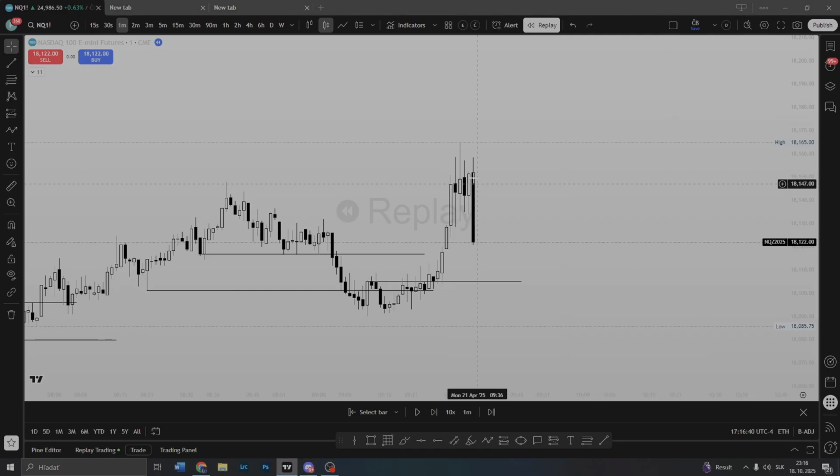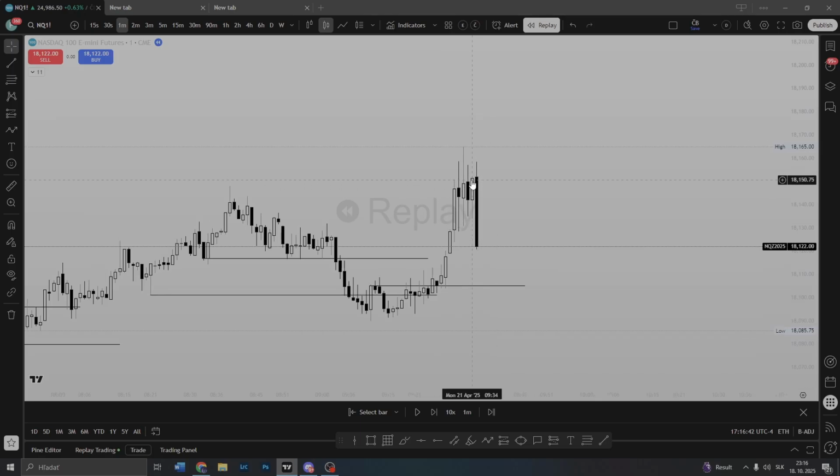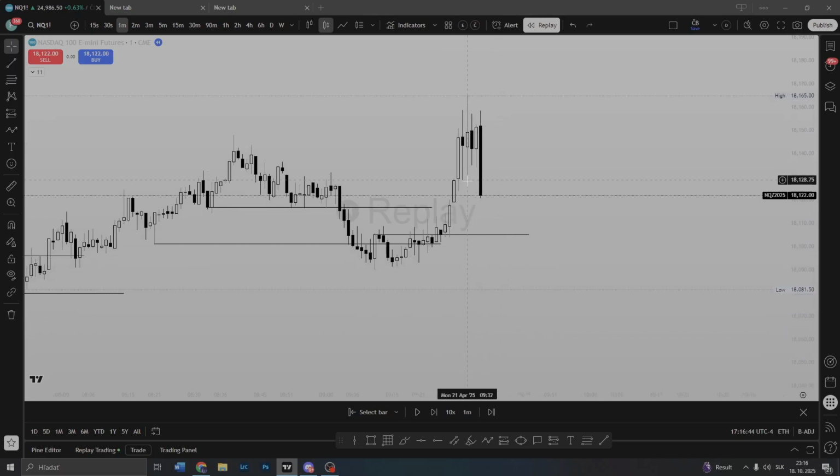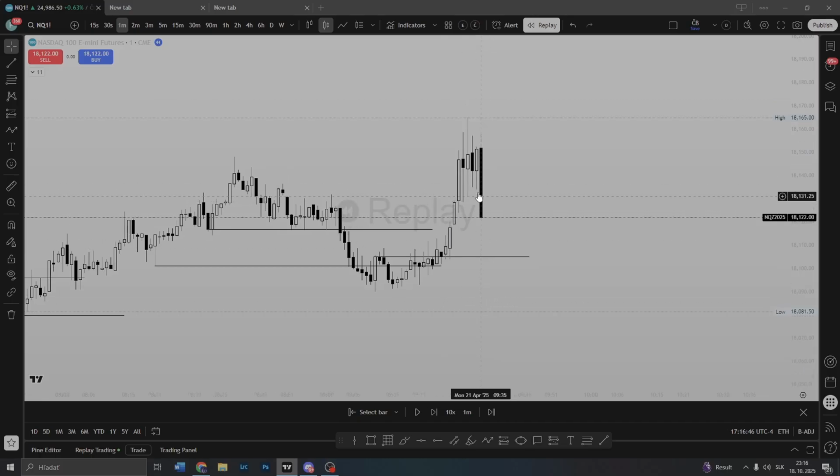Yeah, so again, if I'm not in trade right here at the highs, I will be touching this right here. Why? Because again, we are in the 50% of the range.